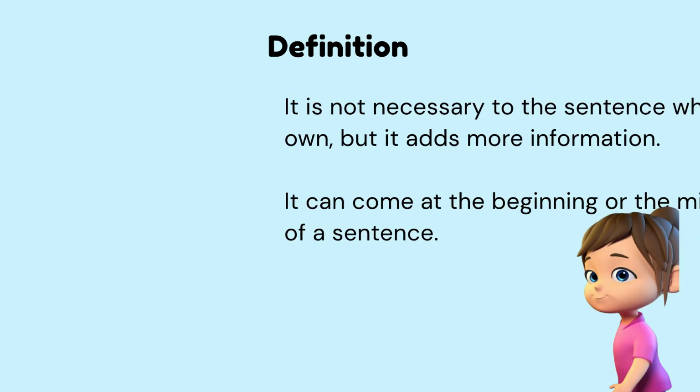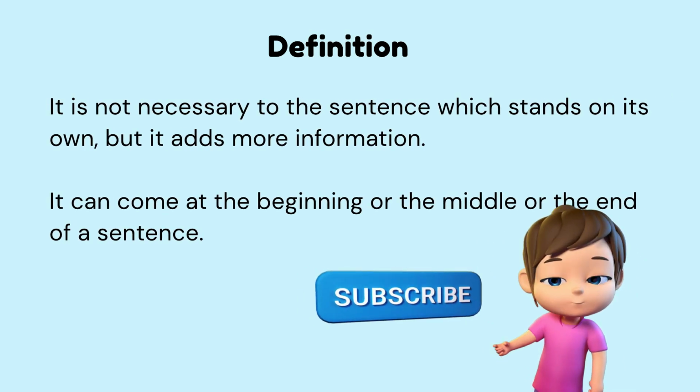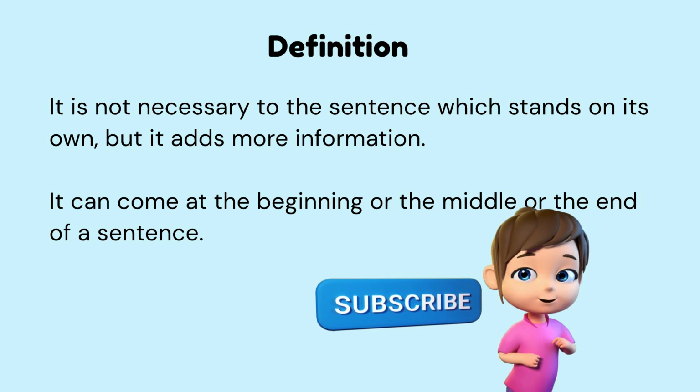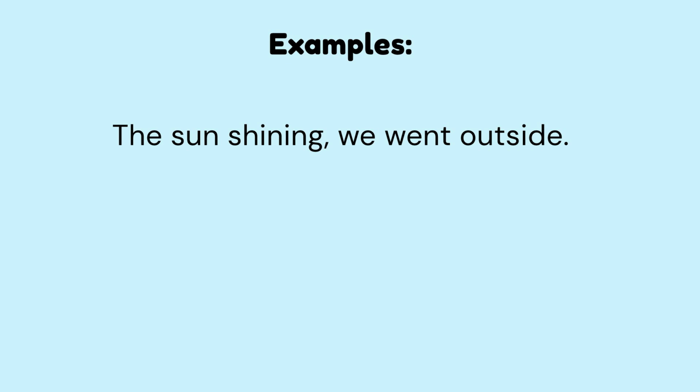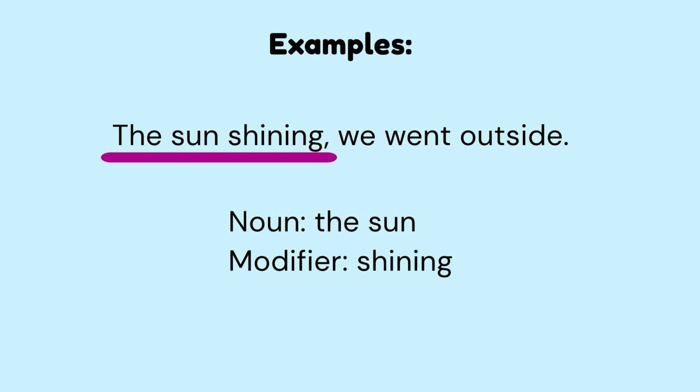It is not necessary to the sentence, which stands on its own, but it adds more information. It can come at the beginning, or the middle, or the end of a sentence. Some easy examples are: the sun shining, we went outside. Here, the sun shining is an absolute phrase, which is adding extra meaning to the main sentence. Noun: the sun, modifier: shining.